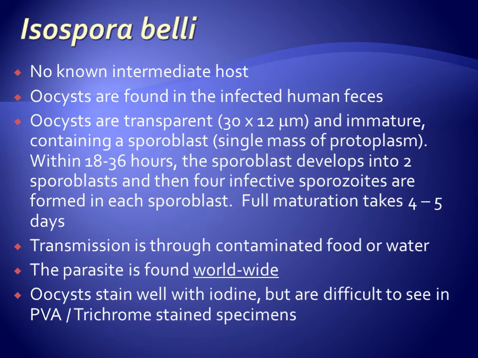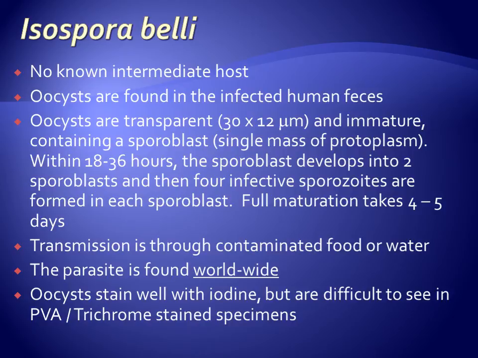Isospora belli. There's no known intermediate host. The infected person passes the organism in their stool via oocysts. These oocysts are transparent and immature. They contain a sporoblast, which is a single mass of protoplasm. Within 18 to 36 hours, the sporoblast develops into 2 sporoblasts, and then 4 infective sporozoites are formed in each sporoblast. Full maturation takes 4 to 5 days.